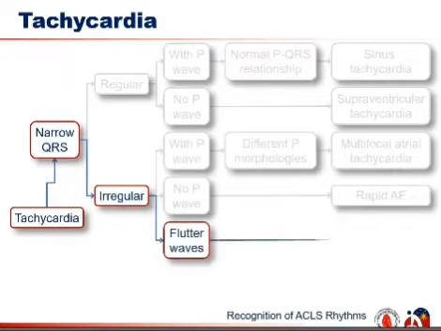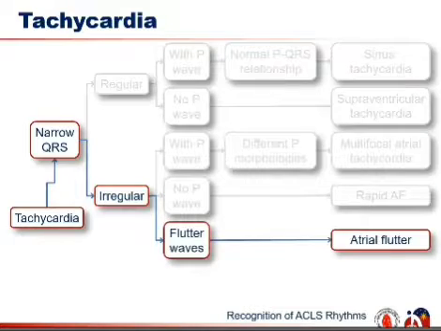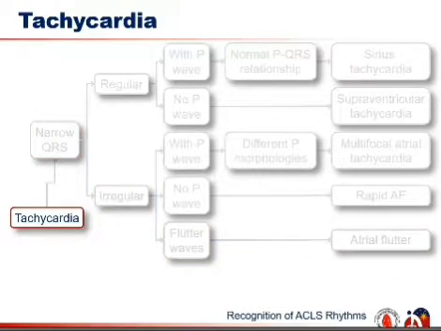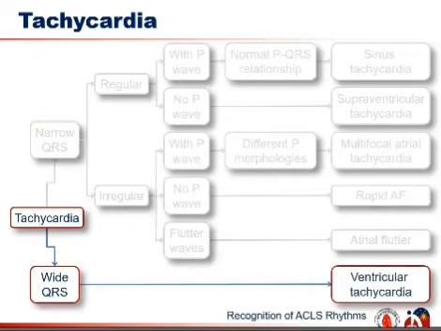A similar yet different rhythm to atrial fibrillation is atrial flutter. It has narrow QRS complexes and is usually irregular, though at times it can be regular. This is easily identified with that sawtooth appearance, which actually are the flutter waves. Fast rhythms with wide regularly occurring QRS complexes are called ventricular tachycardia.